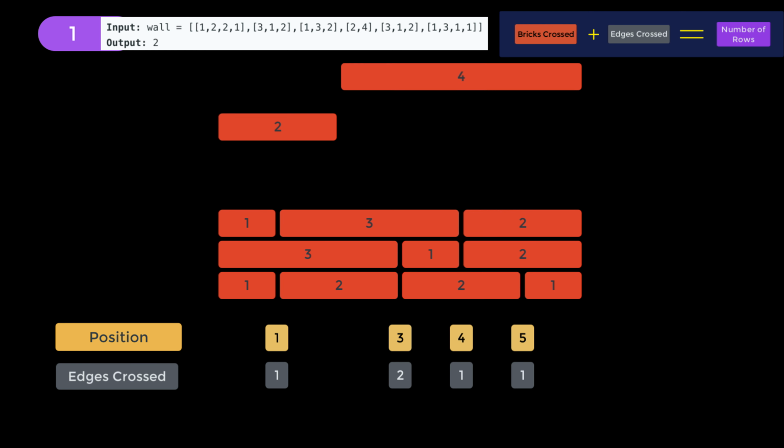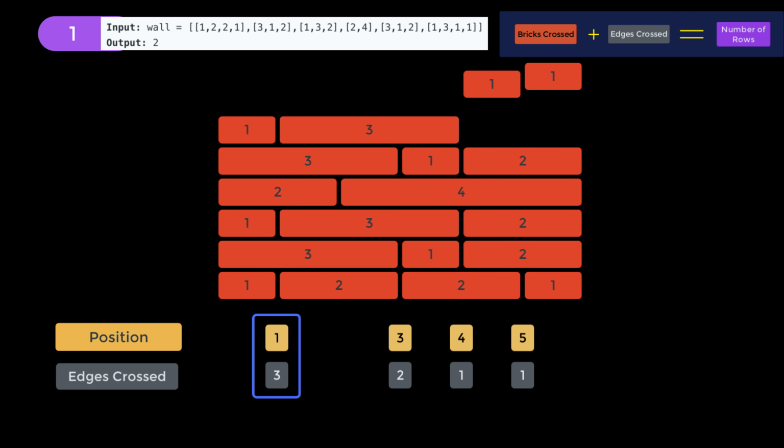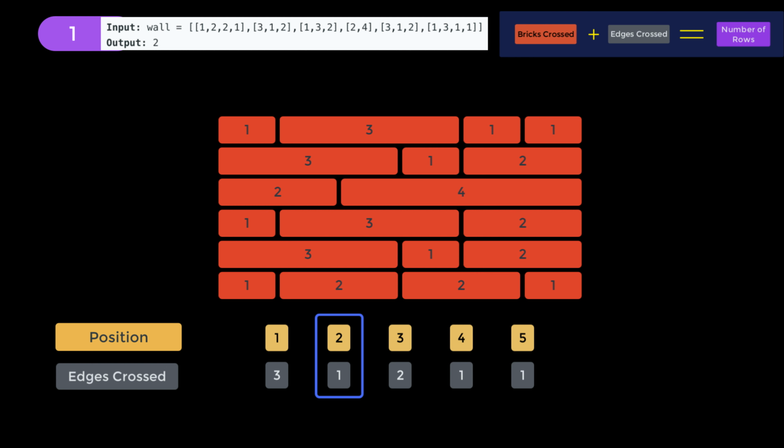After repeating this process for every row in the wall, we would find that there are 3 edges at position 1, 1 edge at position 2, 3 edges at position 3, 4 edges at position 4, and 2 edges at position 5. Now we have all the information we need to find the minimum number of bricks crossed.